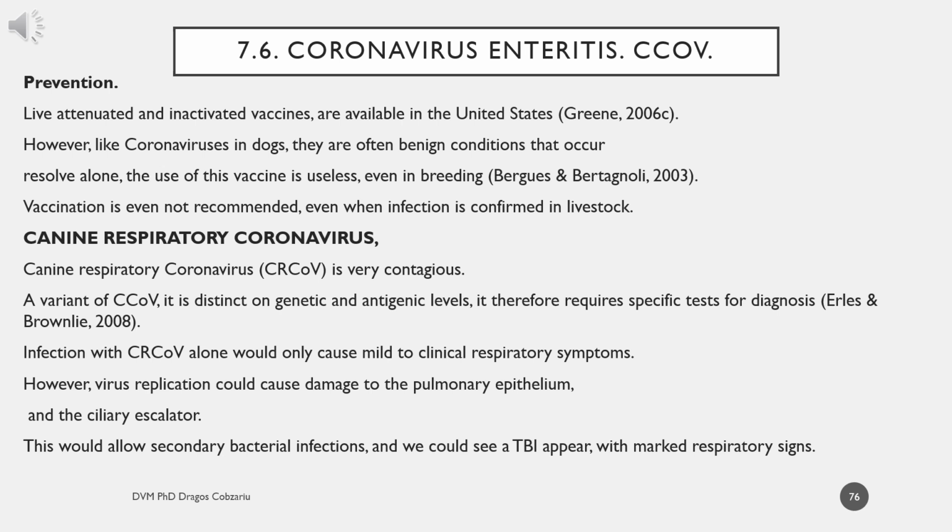Canine respiratory coronavirus, CRCoV, is very contagious. A variant of CCoV, it is distinct on genetic and antigenic levels, and therefore requires specific tests for diagnosis. Infection with CRCoV alone would only cause mild clinical respiratory symptoms. However, virus replication could cause damage to the pulmonary epithelium and the ciliary escalator. This would allow secondary bacterial infections, and we could see a CIRDC appear, with marked respiratory signs.